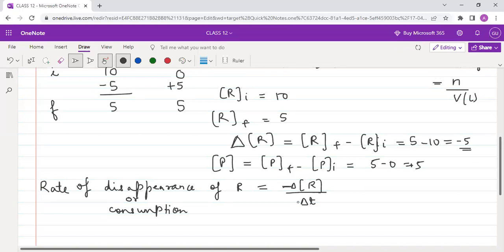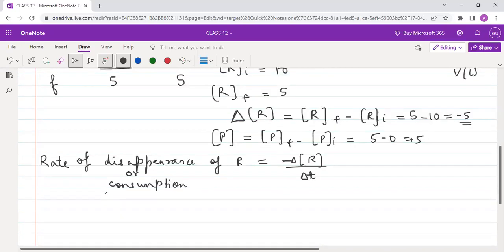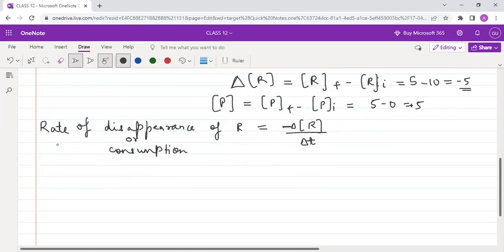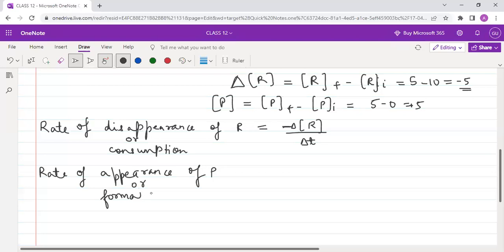Okay, so the expression of rate of disappearance of R is minus delta R by delta T. Is it clear? Yes, ma'am. Now for products, we'll use the term formation or appearance or production, because the product is getting formed in the reaction, or it is getting produced. So we'll use the term rate of appearance of P or rate of formation of P, or it can be written as rate of production.